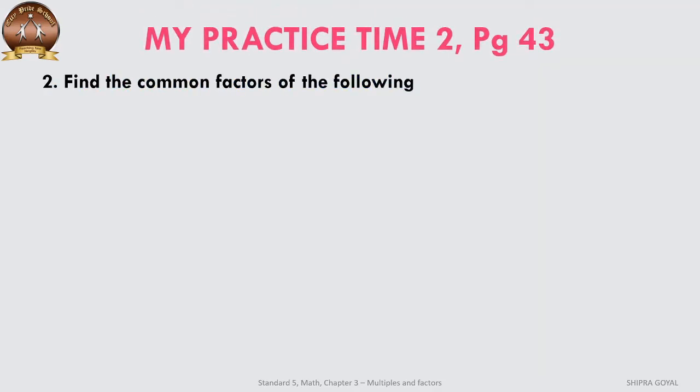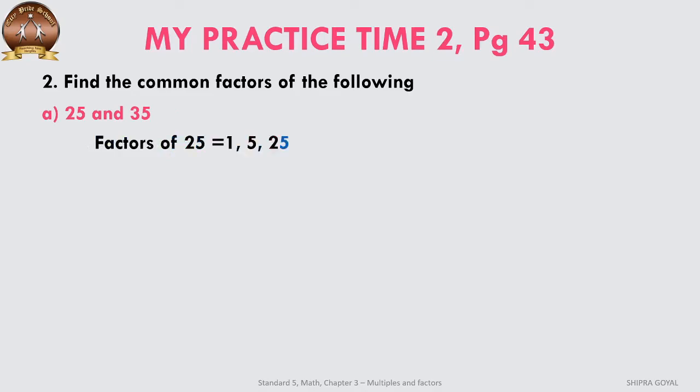Okay, let us see another question, that is, find the common factors of the following. Now what is a common factor? If a number is a factor of two or more numbers, then we say that it is a common factor. But the question here is A, 25 and 35.